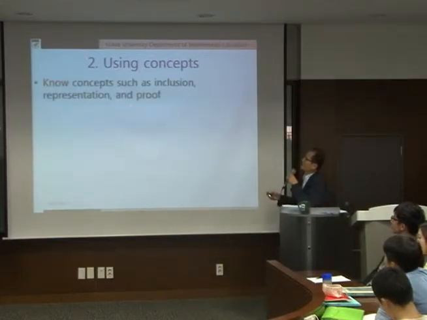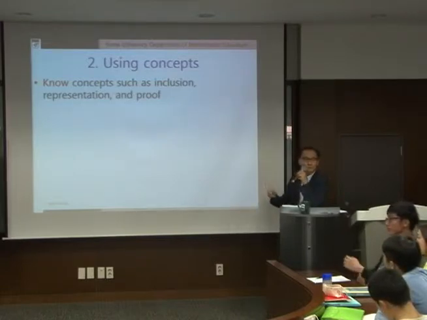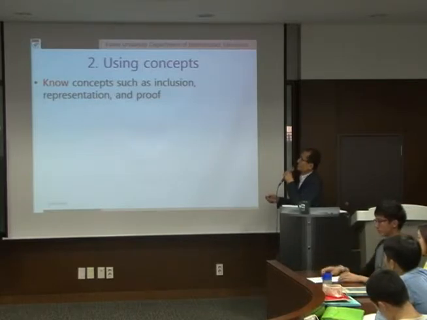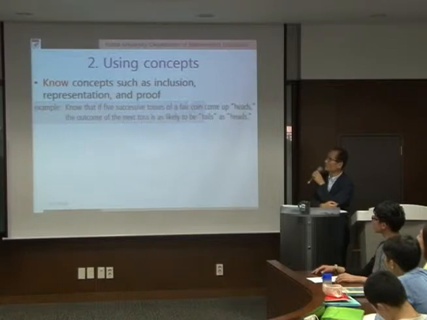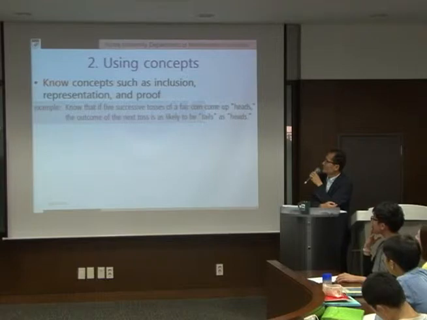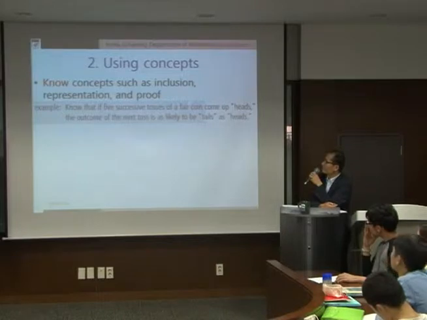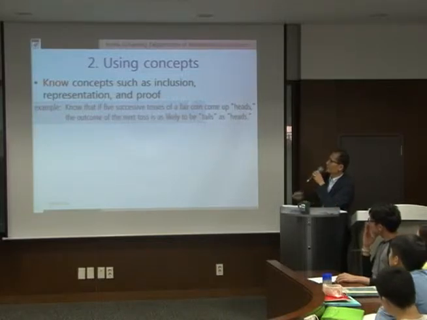So knowing concepts such as inclusion, representation, and proof is one of the categories using concept. For instance, they provide this kind of example. Can you read by yourself first? Know that if 5 successive tosses of a fair coin come up heads, the outcome of the next toss is as likely to be tails as heads. Anyway, so they provide this kind of example. You can think of this kind of concept.